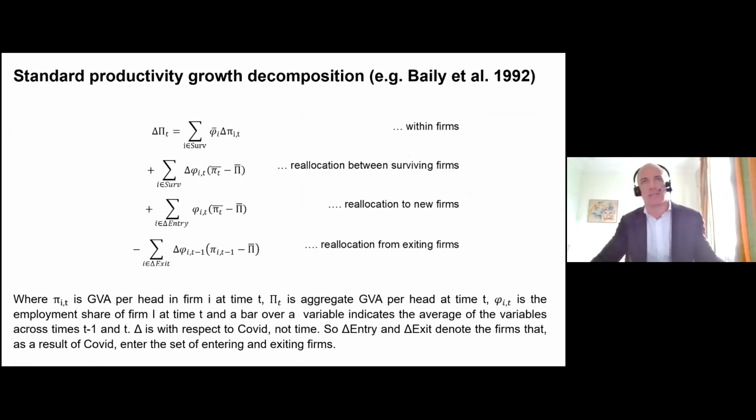This is the one that Baily popularized back in 1992, where what we've got here is the overall change in, in this case, GVA per head, but it applies to any productivity measure. So we've got this within firm effect. Taking the average employment shares of the firms in the economy, I'm going to say what's the employment weighted average change in productivity within firms.